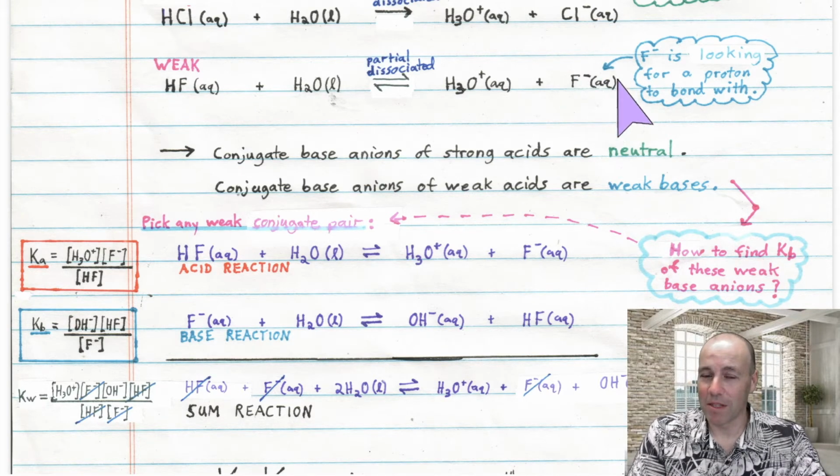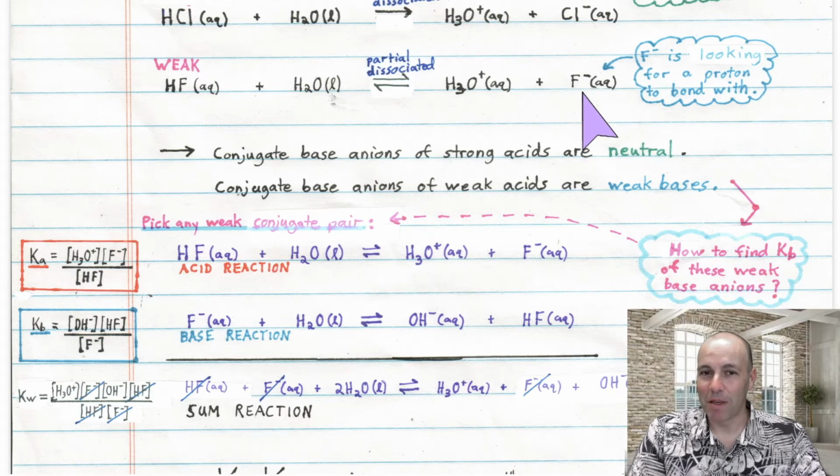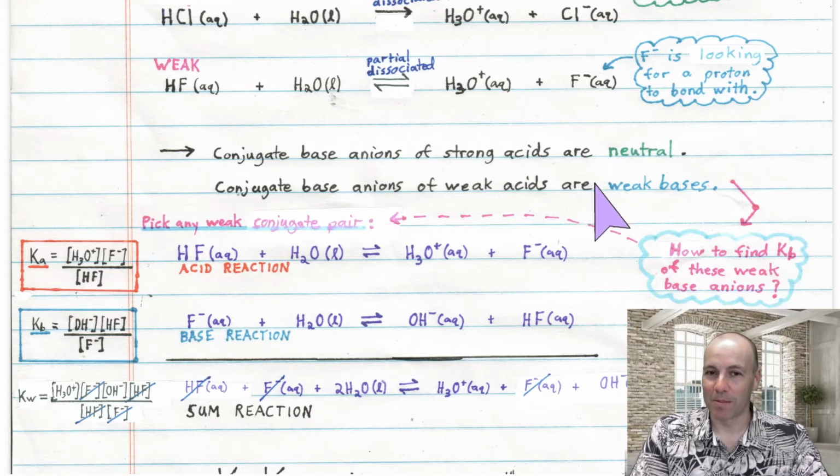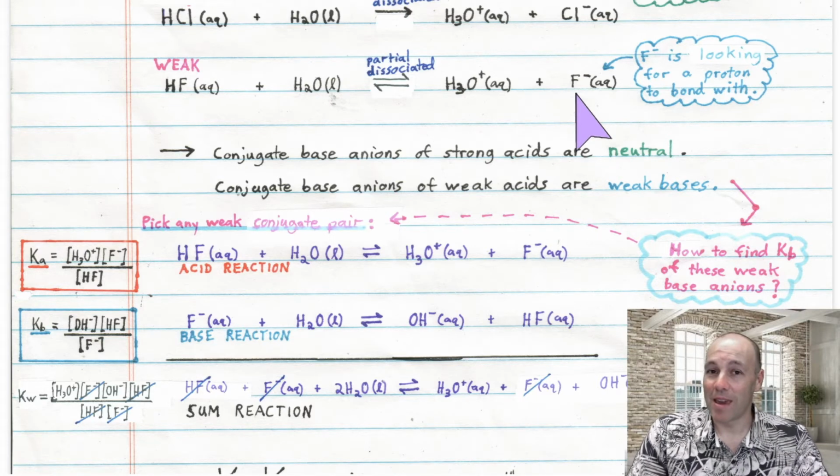I would almost guarantee you that you won't find that one. And it's not because the appendix isn't big enough. There's another reason. So how do we find the Kbs of weak base anions like this? Well, I'll give you a quick clue and then we'll explain it. It's related to the Ka of its conjugate, HF.